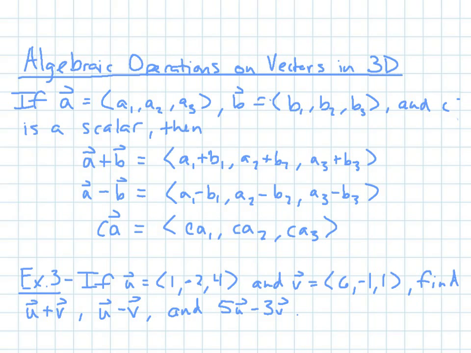Here we have algebraic operations on vectors in 3D. The same kind of things apply as with two vectors in 2D. It's just that you have that extra component at the end. If I'm adding my vectors, I just add like components: the x's go together, the y's go together, and the z's go together. If you're subtracting, then you subtract the x's, the y's, and the z's. If it's a scalar, like a number c times a vector, then it's like the distributive property, so you're multiplying that scalar to all three components inside the vector.